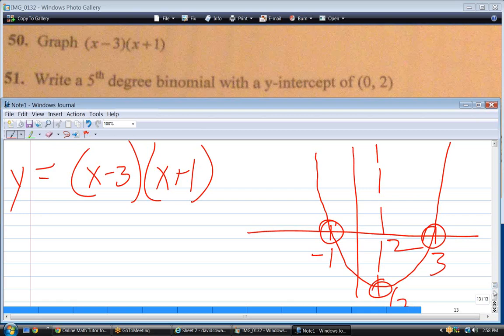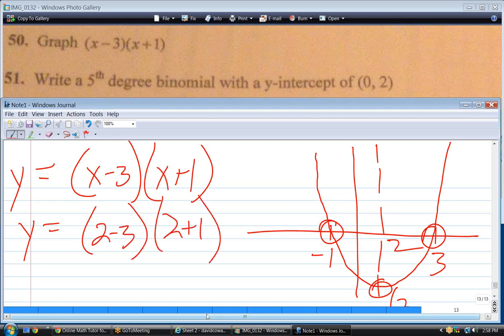You just go down there? Yes, do it. So would that be about -2 or 3? Don't guess. Plug in 2 for x. Oh, all right. So it's 2 minus 3 times 2 plus 1. What's that equal to? It'd be 3. Sorry about that. It'd be -1.